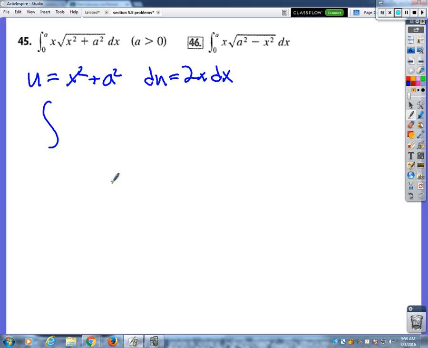Okay, so the x squared plus a squared goes in there underneath the square root, so that is u to the 1/2. When I took the derivative, what happened to the a? Yeah, what she said. It's a constant. It's just like a number.